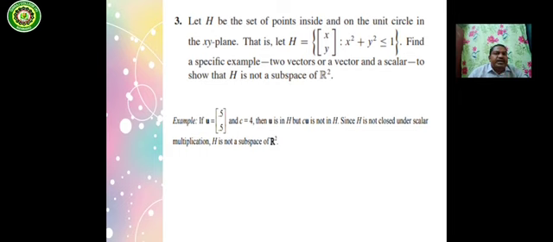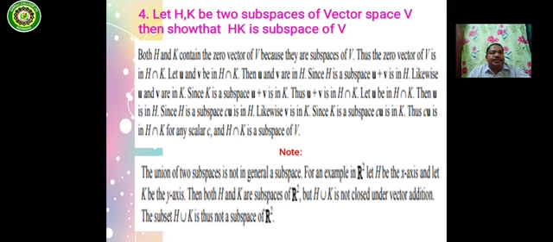In H, elements x comma y satisfy x square plus y square less than or equal to 1, and then we say x comma y belongs to H. Here 0.5, 0.5 and c value 4 give the result 4, which is not less than or equal to 1. So that property is not satisfied, and we say that H is not a subspace.